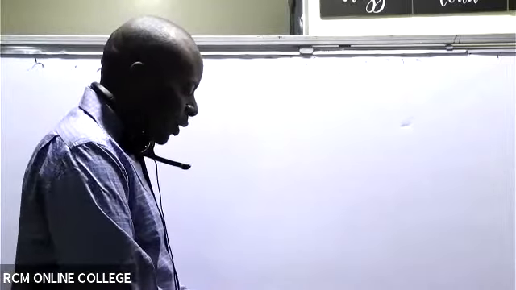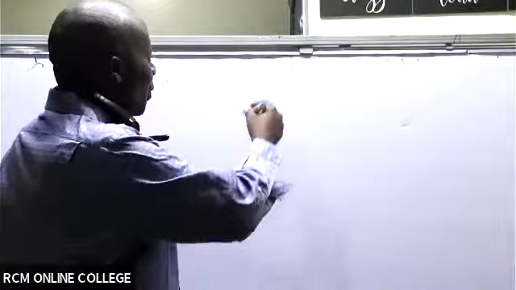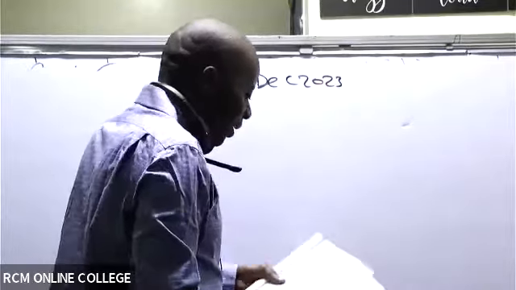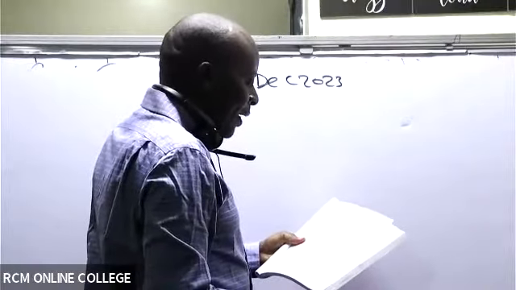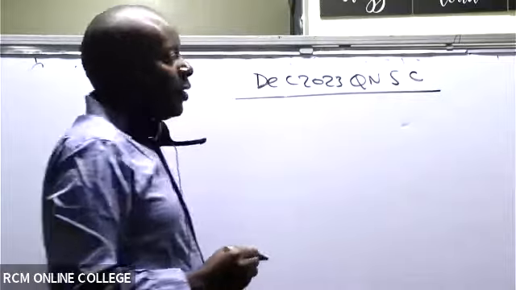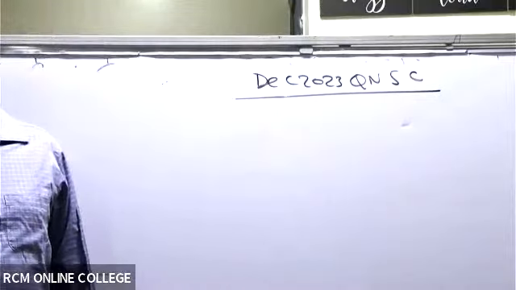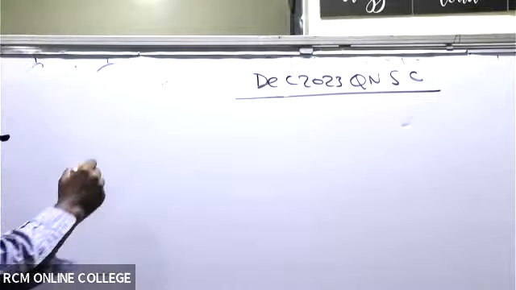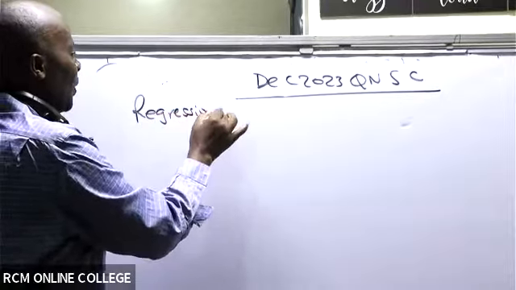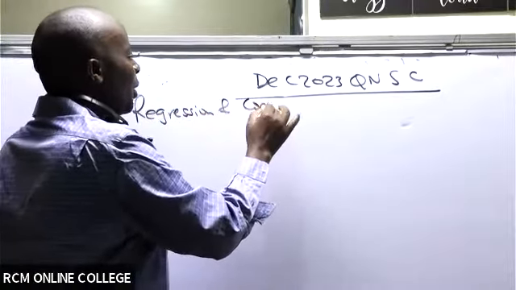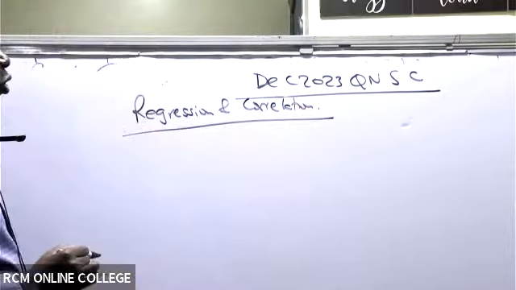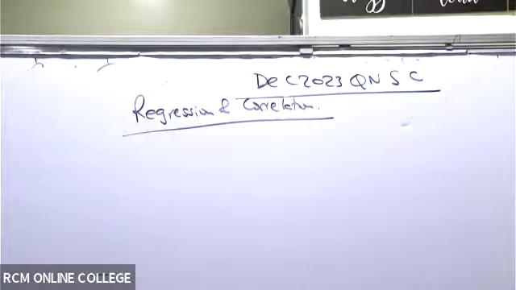Quantitative analysis, and I'm looking at December 2023, question number 5C. I would want to look at regression and correlation. That is topic number 4 and topic number 5. Correlation in QA is topic number 4.